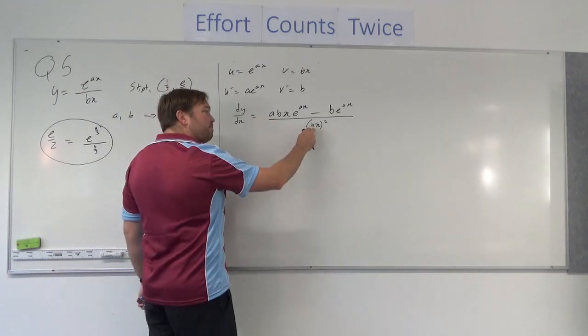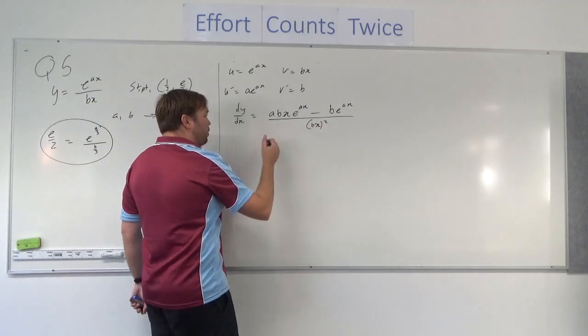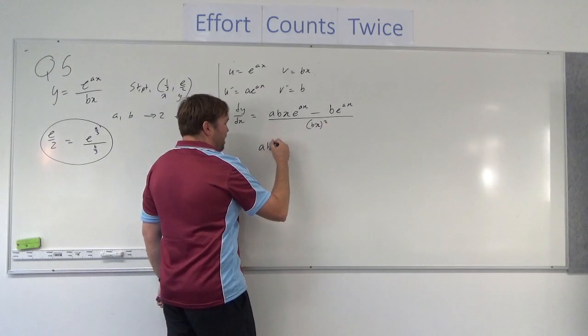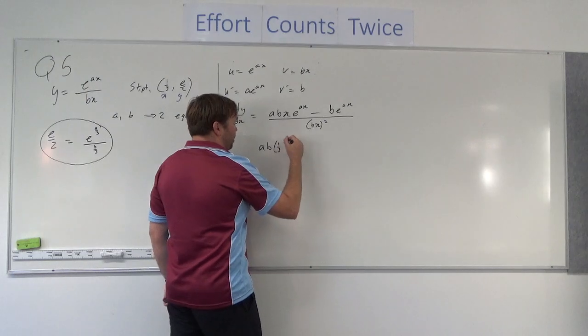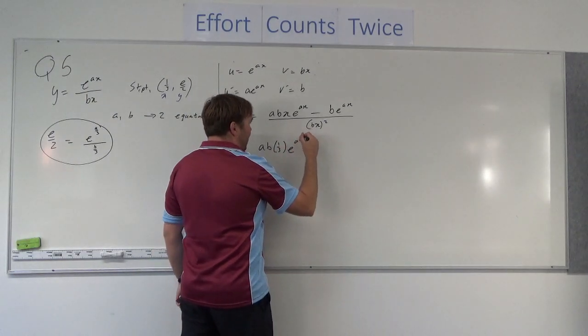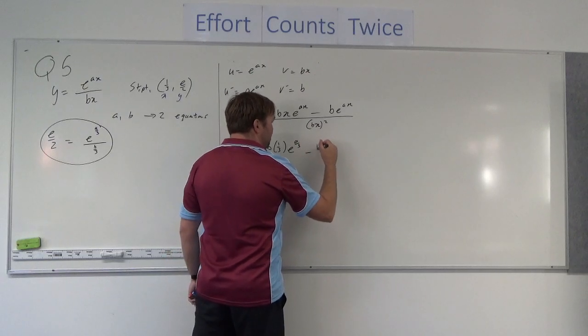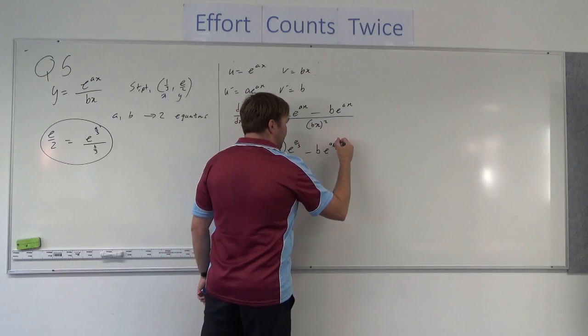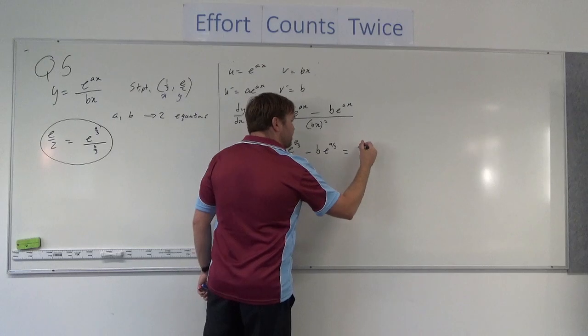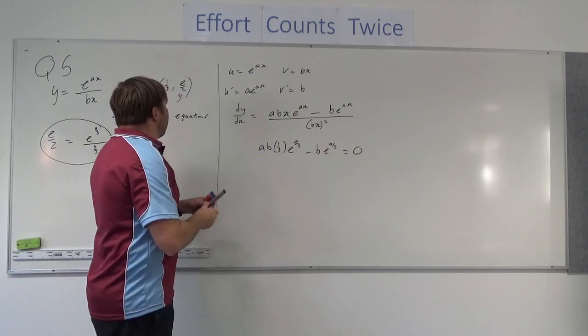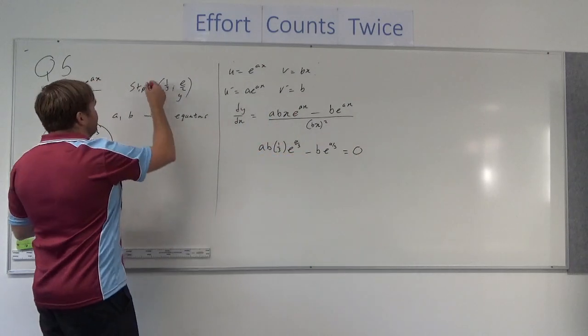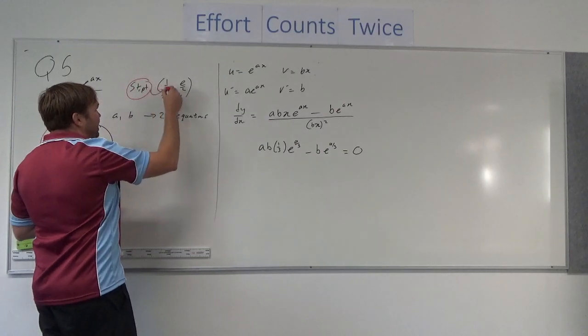I don't think we really need to bother with this bit just yet. So what that is saying is that ab times a third times e to the a on 3 minus b e to the a on 3 is equal to 0. That comes from the fact that it's a stationary point when x is a third.